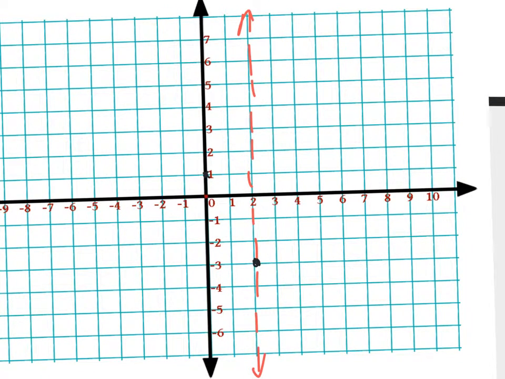(0, 1). That's 2 units away from our line of symmetry. So we go 2 units away on the other side. That takes us to the point (4, 1).